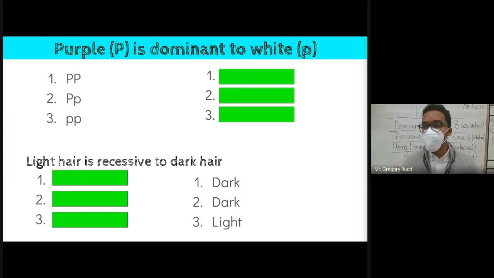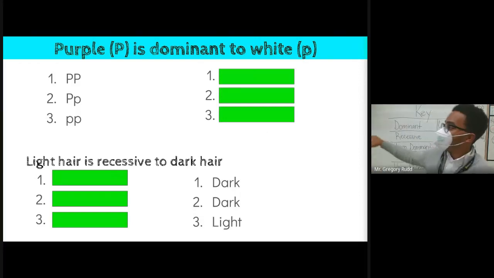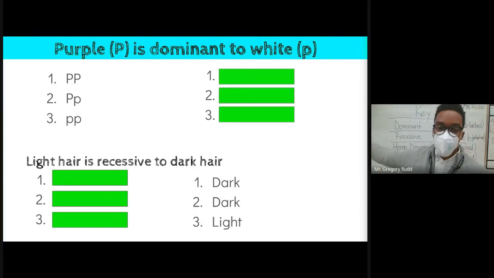That's the same thing, same relationship. That's like saying Shaquille O'Neal is taller than Mr. Rudd. Mr. Rudd is shorter than Shaquille O'Neal. It's the same thing. What'd you say?